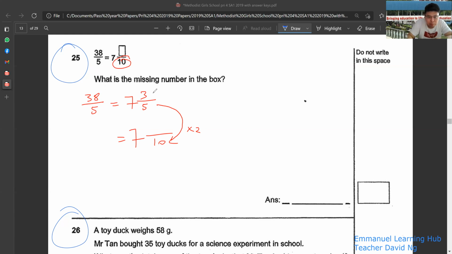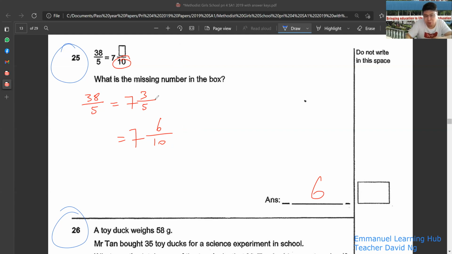3 also needs to be multiplied by 2. So 3 multiplied by 2 equals how much? Equal to 6. So what's the missing number in the box? 6. Get it? Yes.